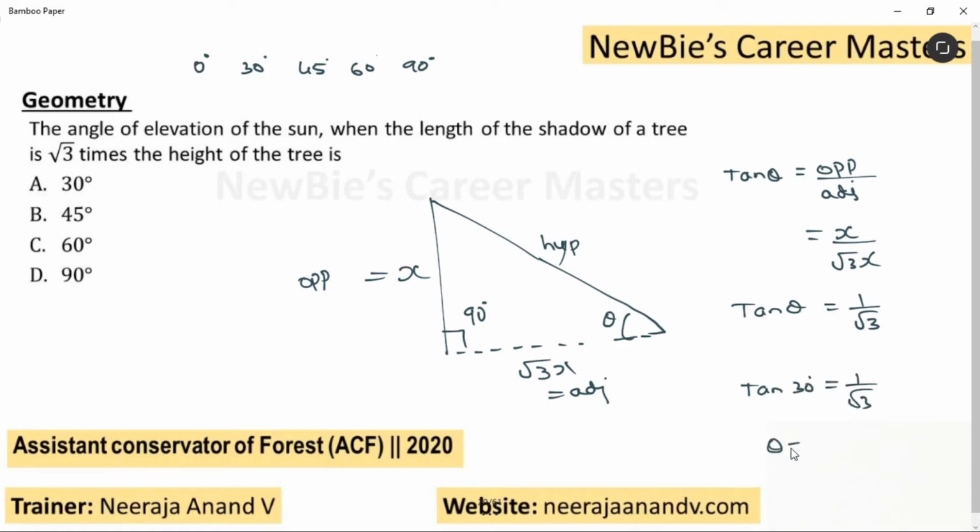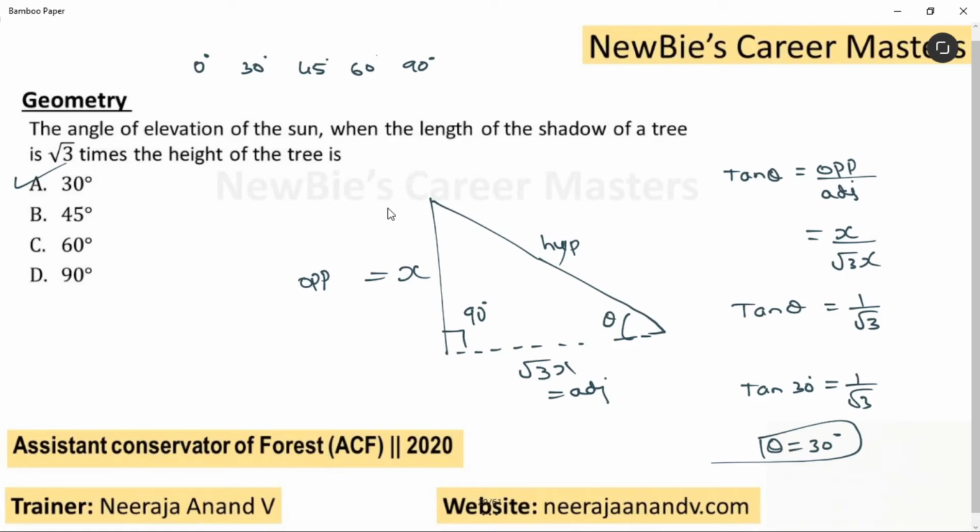So theta value is 30 degree. Answer for this question is A, 30. I hope this is clear. Newbies, what have we used here? This basics of trigonometry. Under trigonometry, this angle of elevation, angle of depression, these question patterns are the most repeated ones. Concentrate on that more.